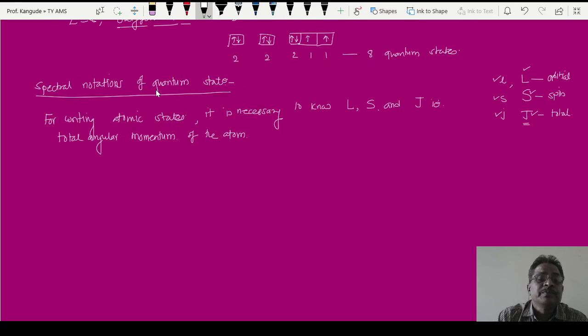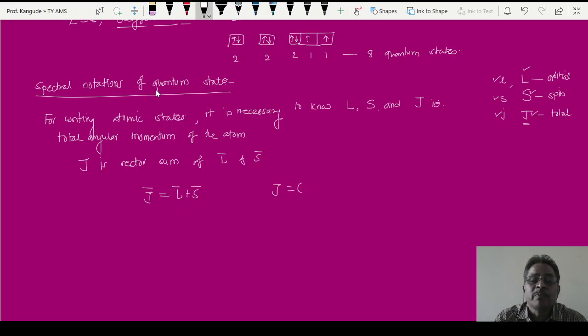Remember, capital J is the vector sum of L bar and S bar. That is how J bar is given by L bar plus S bar. And this J satisfies the quantum condition. So this J takes values from the maximum value L plus S down to the minimum value L minus S. This vector addition is different from scalar addition. That is to be known to us, and based upon that J can take different values.